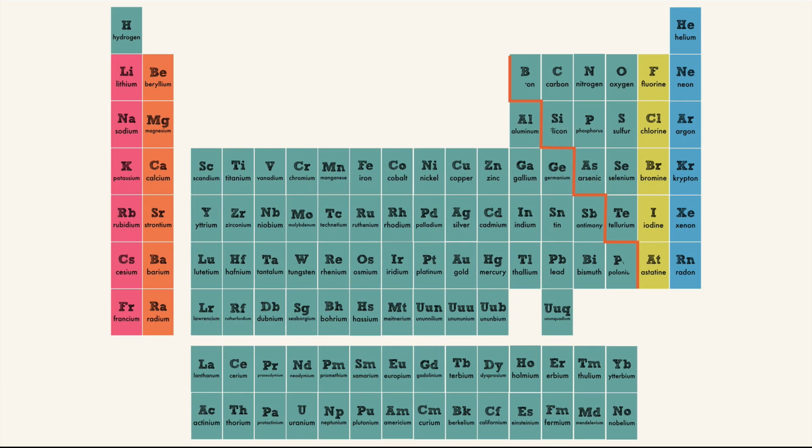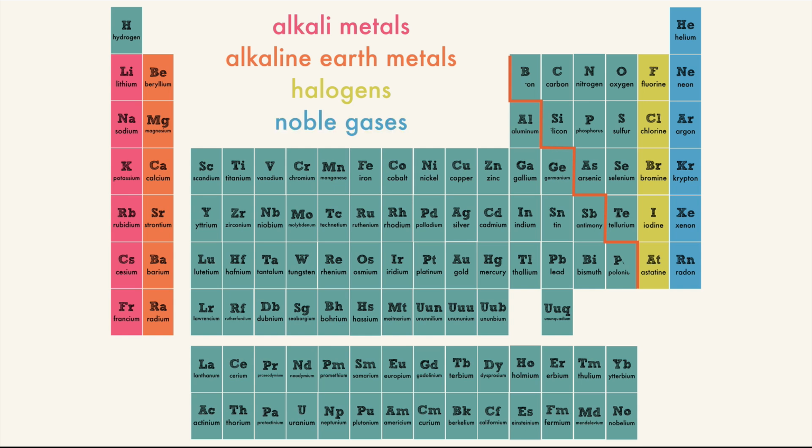There are a few important family names to know on the periodic table as well. The first column is the alkali metals, which all explode in water and make cations. Column 2, the alkaline earth metals, also make cations. Column 17 are the halogens, which form anions. And 18 is the noble gases, also known as the inert gases. They don't react with other elements unless they're put into some very extreme conditions.